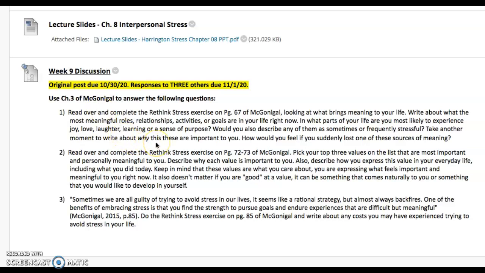So in the first question, you're using the stress exercise on page 67, and you're going to be looking at what brings meaning to your life. Life meaning is a big concept in positive psychology, and when we talk about rethinking stress, because it helps put things in perspective. So here you're going to be writing about what are your most meaningful roles, relationships, activities, or goals. You might have one in each of those categories. You might not. But what are they in your life right now? What parts of your life are you most likely to experience joy, love, laughter, learning, or a sense of purpose?